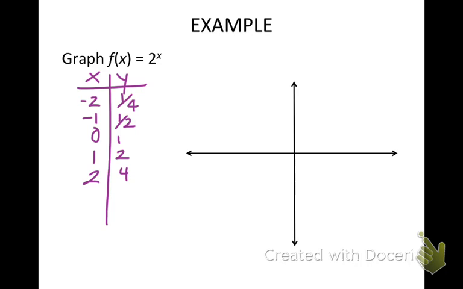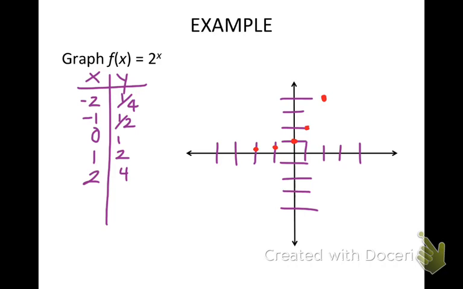All right, let's try to graph these as best as we can. So negative 2 and 1/4. Yeah, that's kind of hard to graph. Just kind of eyeball where you think a quarter would be. I'm going to say that it is right about here. Negative 1, 1/2, so maybe right about there. 0, 1, that one's easier to plot. 1, 2, 2, 4.